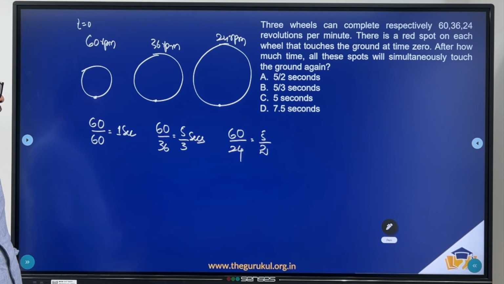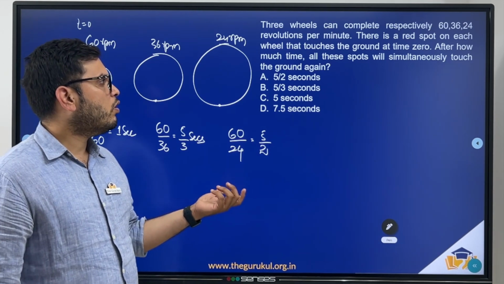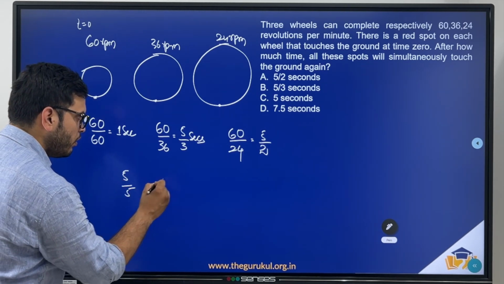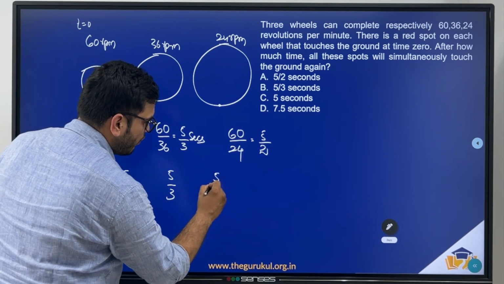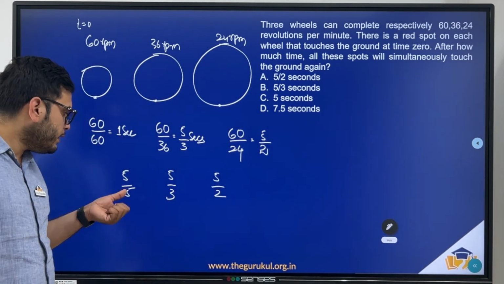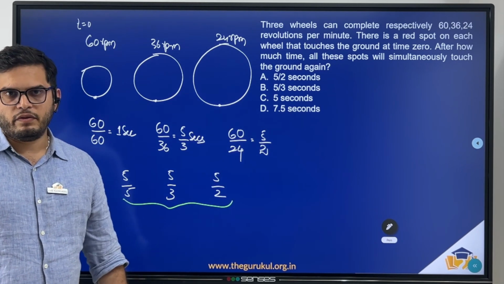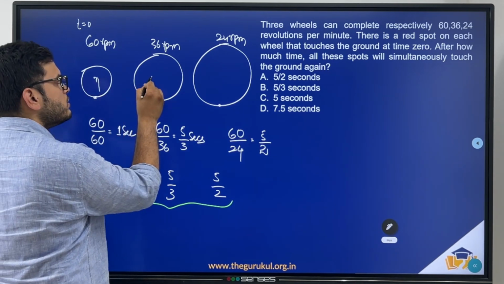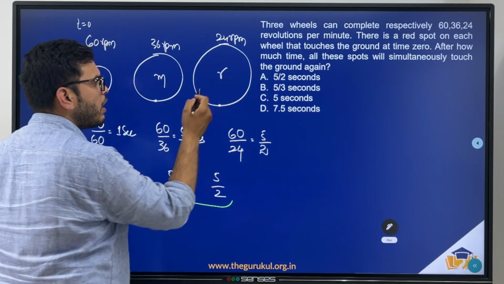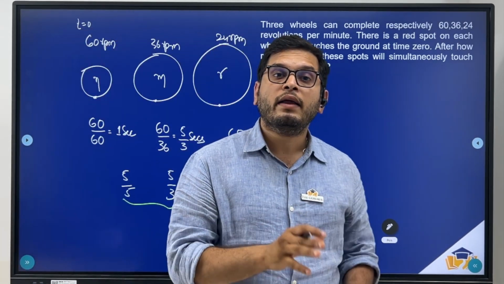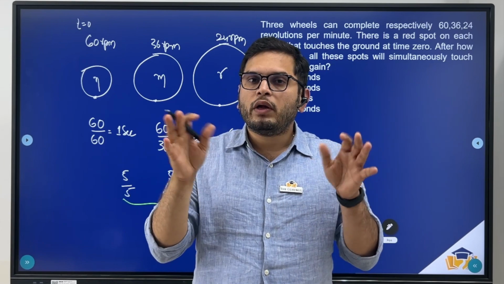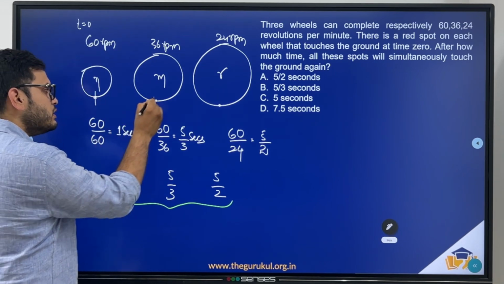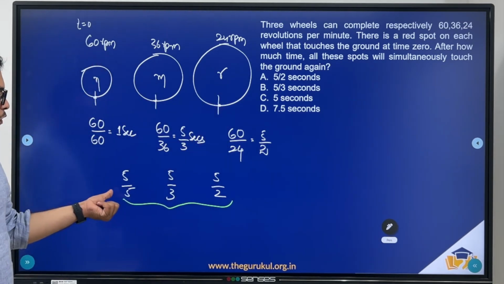Now what was asked? After how much time will all these spots simultaneously touch the ground? So this is 5 by 5, this is 5 by 3, and this is 5 by 2. Indirectly we are asked to find the LCM of these three. So that you will have this circle completing n rounds, this m rounds, and this some r rounds, where n, m and r are integers. Whenever they simultaneously complete an integer number of rounds, the same red spot touches the ground. So we need to find the LCM of these.